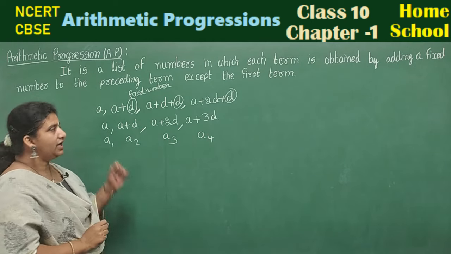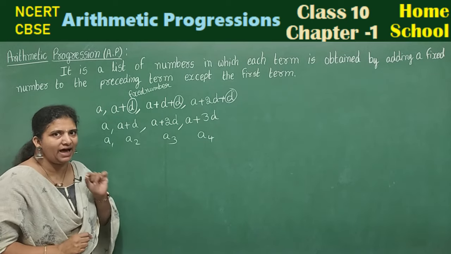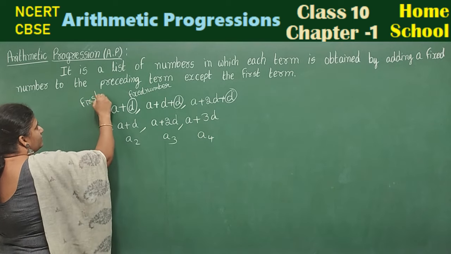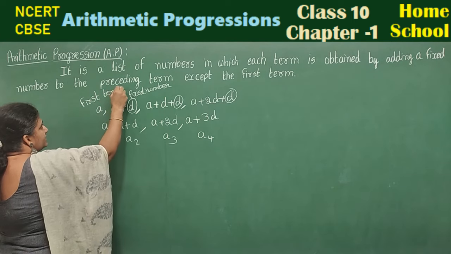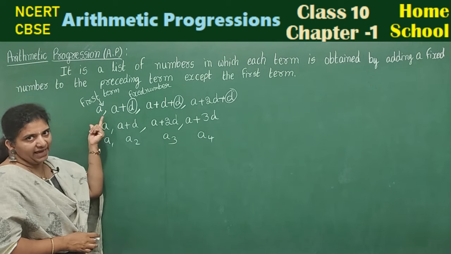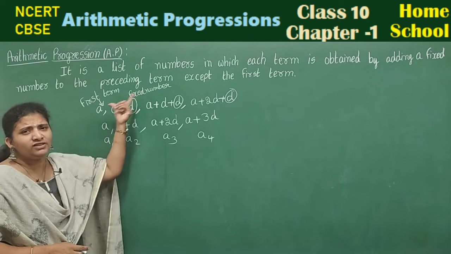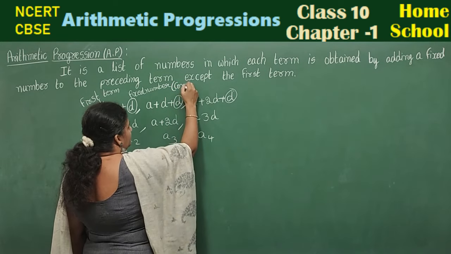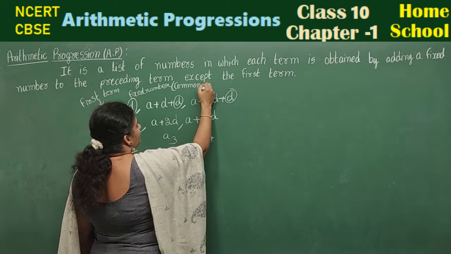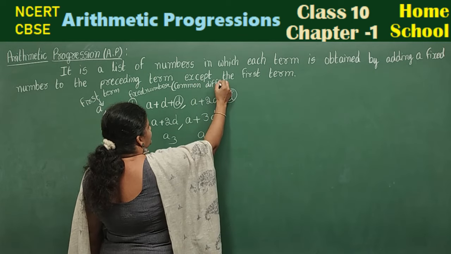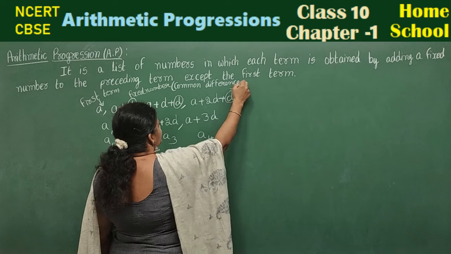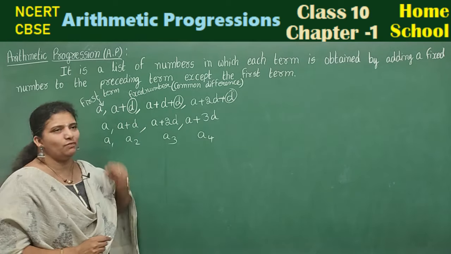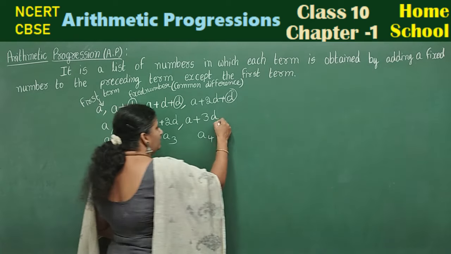Observe here carefully. I have taken the first term as a. We call this the first term. First term is a. And what do we call this fixed number? The fixed number is known as the common difference. We call the fixed number the common difference and it is denoted by the letter small d. So next term, what will it be?